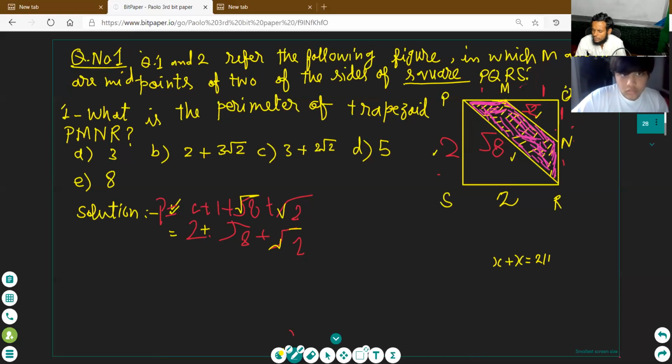Okay, you should simplify it. Do prime factorization. Can you do prime factorization? Do prime factorization of under root 8.